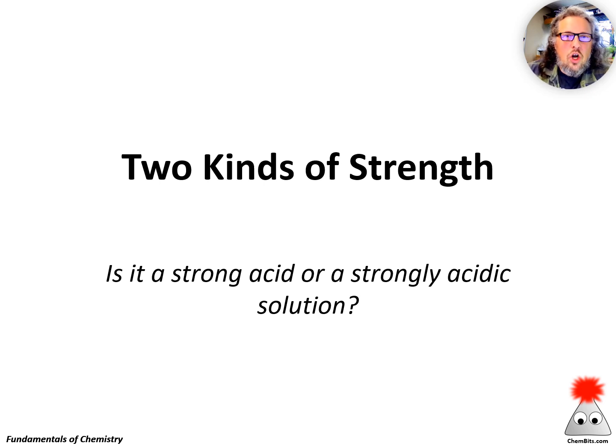The terms strong and strength get used in a number of different ways when we're talking about acids and bases. It's important for us to know what we're really talking about when we use those terms, and whether we're talking about something being a strong acid or whether we're talking about a solution being strongly acidic.